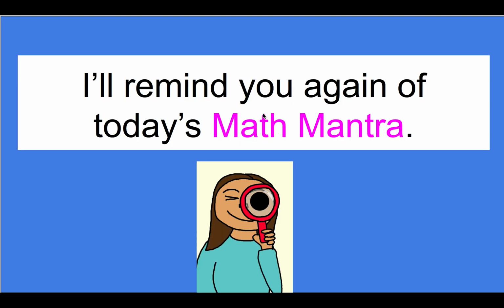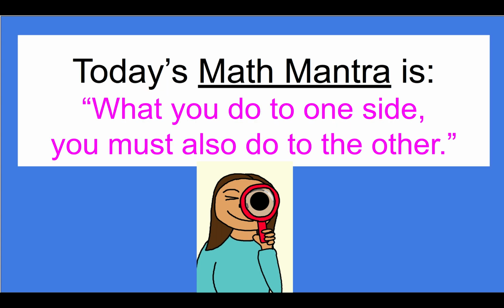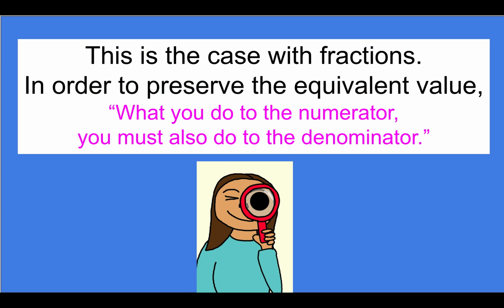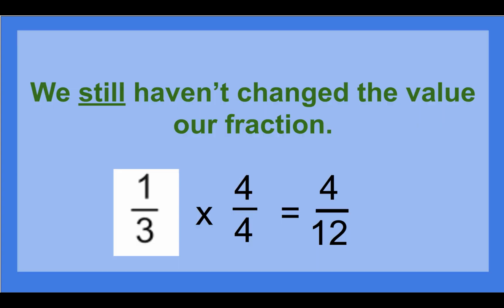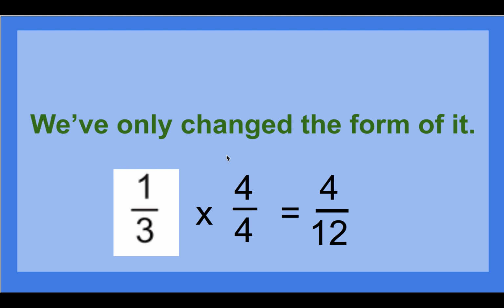So I'll remind you again of today's math mantra. Today's math mantra is, what you do to one side, you must also do to the other. This is the case with fractions. In order to preserve the equivalent value, what you do to the numerator, you must also do to the denominator, because you're only multiplying it by 1 and you're not changing the value, you're only changing the form in order to get an equivalent fraction. So again, we still haven't changed the value of our fraction, we've only changed the form.